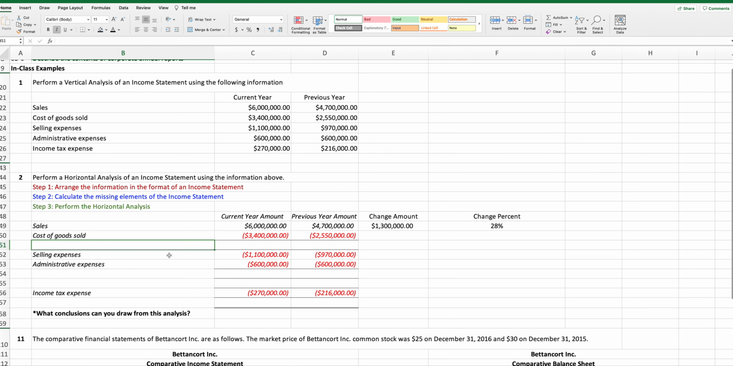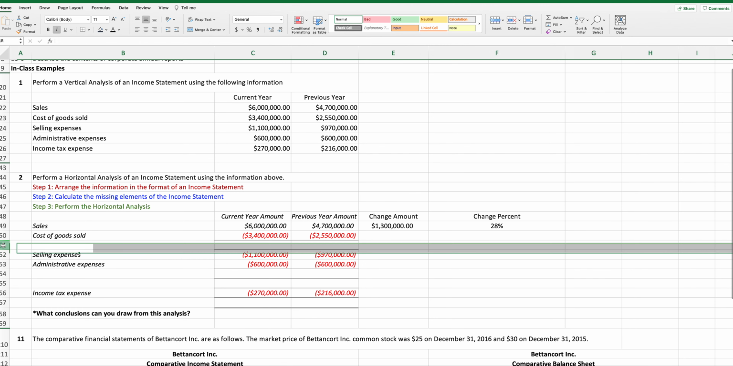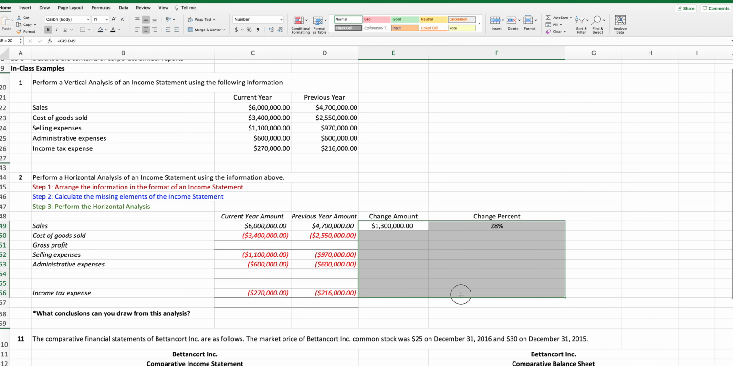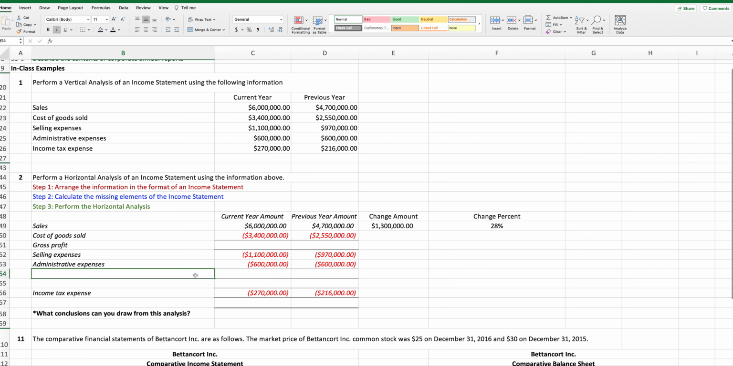Okay, so sales, cost of goods sold. We know that the next thing coming up is our gross profit. And I can see that I do not have colored cells. So let me add color back into this. All right. And then our administrative expenses. After that, we need to total our operating expenses, and then we need to total our operating income. And then after our income tax expense, we need to total our net income.